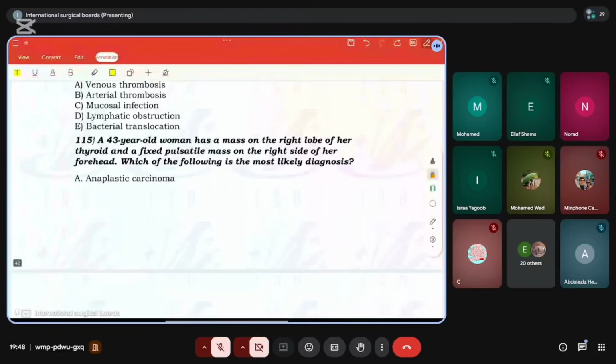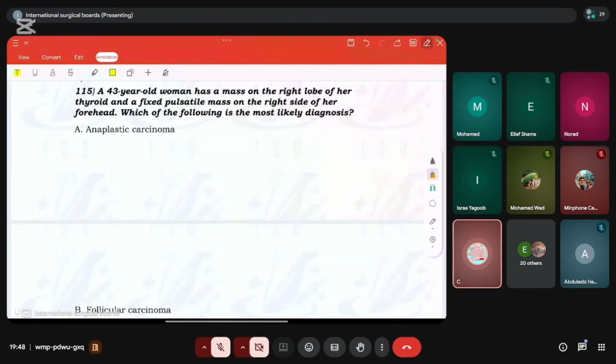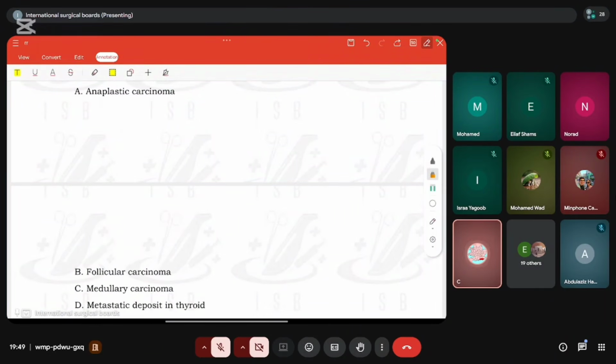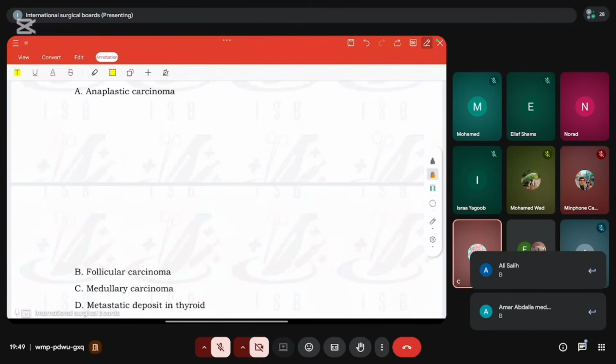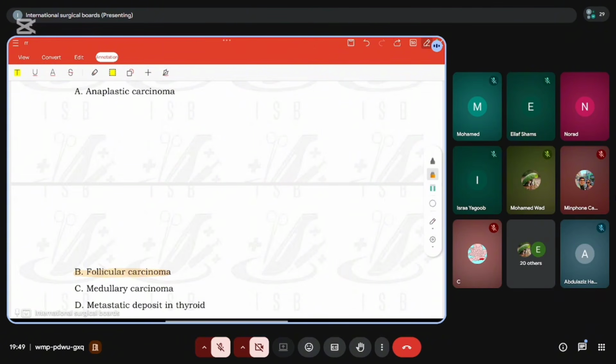Okay, let's see the next question. A 43-year-old woman has a mass on the right lobe of her thyroid and a fixed pulsatile mass on the right side of her forehead. Which of the following is the most likely diagnosis? So pulsatile mass, it will be follicular. Yeah. Okay, so follicular carcinoma has a tendency to spread through blood, and that explains the lump in the neck and the lump in the forehead.